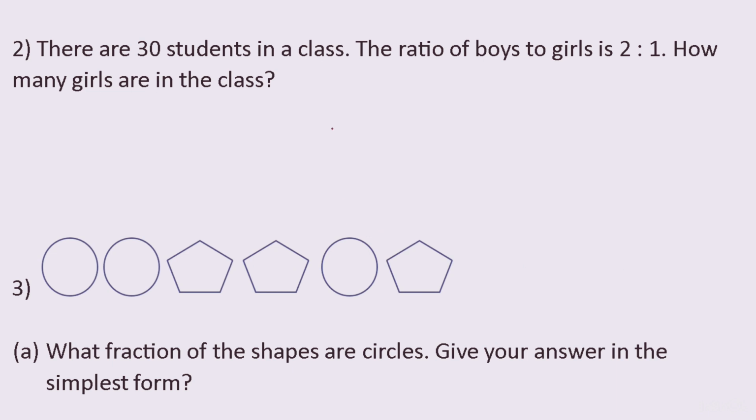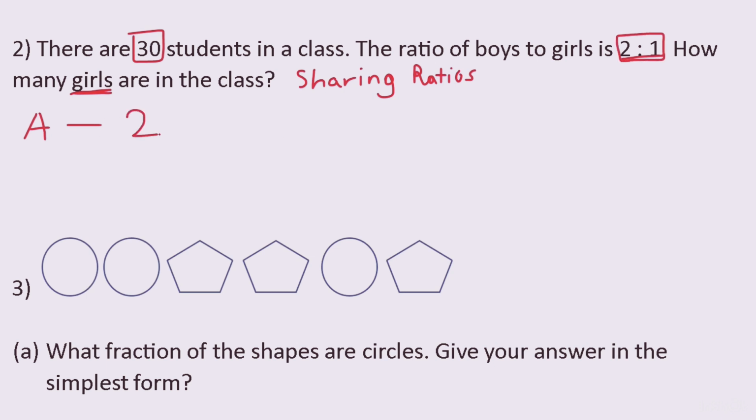Second question, there are 30 students in a class. The ratio of boys to girls is 2 is to 1. How many girls are in the class? So there are 30 students. We know that there are 30 students in the class. Using that information, we use the concept of sharing ratios. So we use the ADM method. If you haven't seen my short on that already, you can click the video above. I've made a video on that as well, so go check it out.